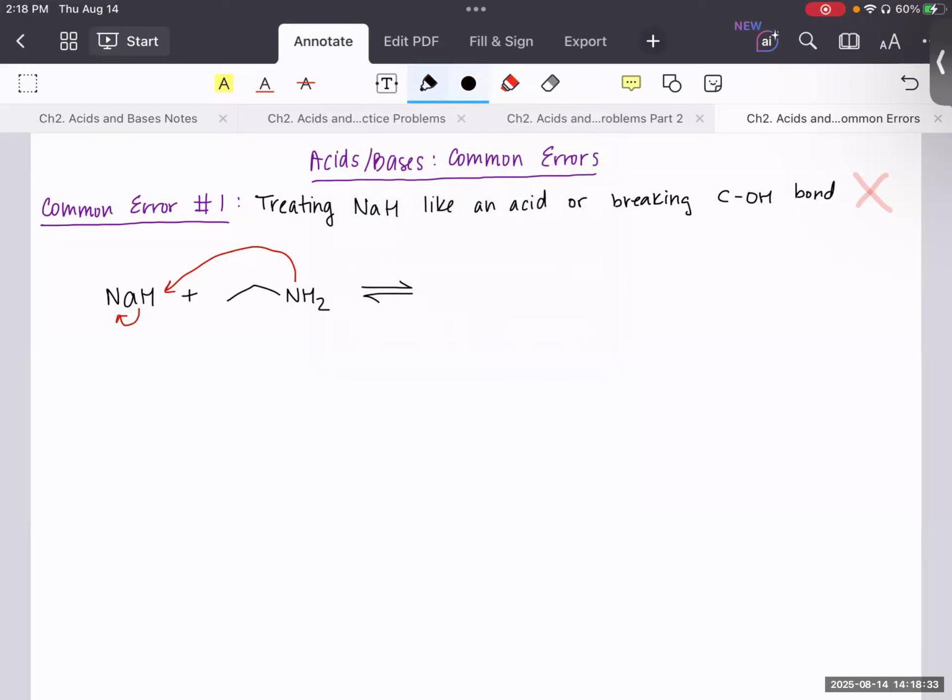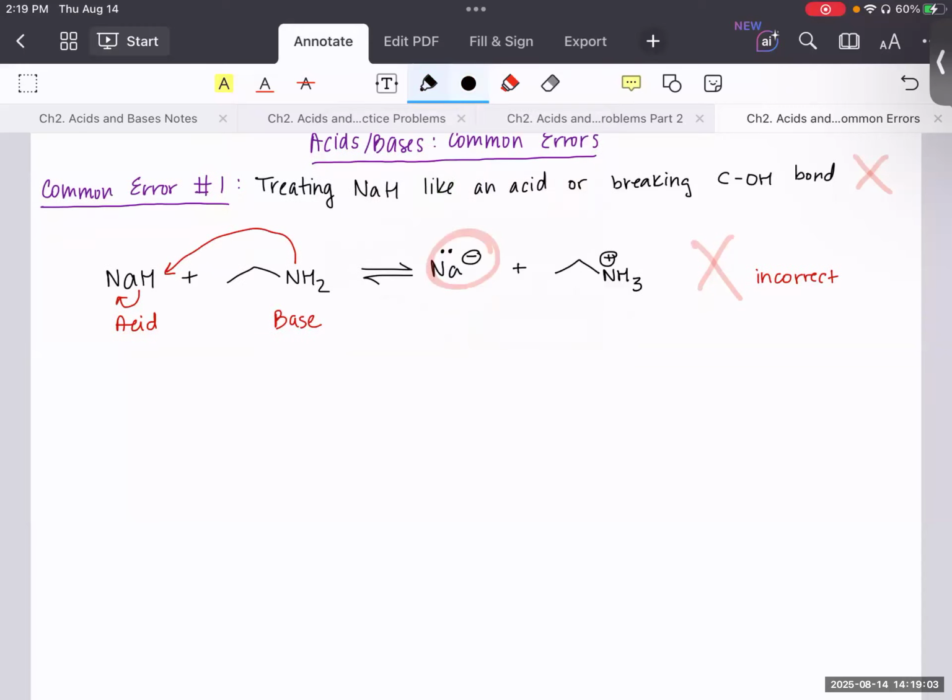The products that they get look like this, where that sodium has a lone pair, and we get an H3 here. The problem with this is that we end up having a negative charge on the sodium, and we know that sodium really does not want to have that negative charge. So this equilibrium will never form. We never want to treat sodium hydride like an acid. It's always going to be a base within the reactions that we do.